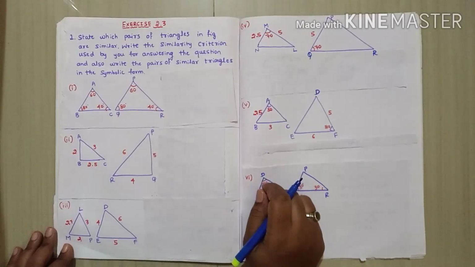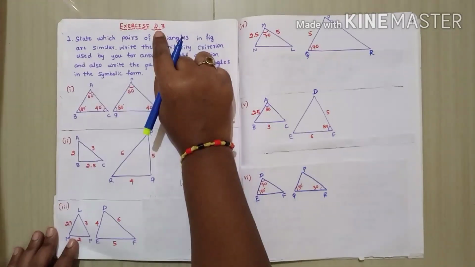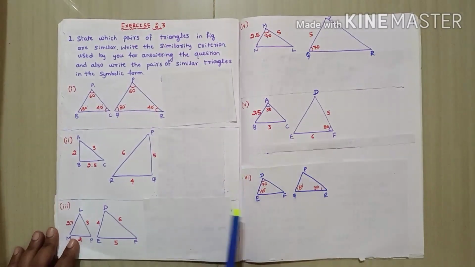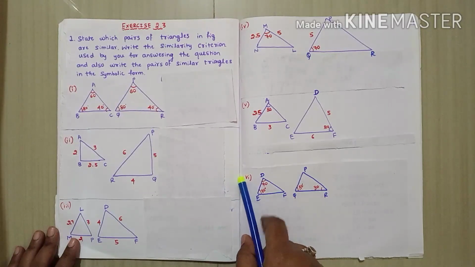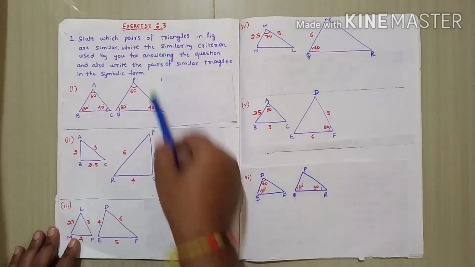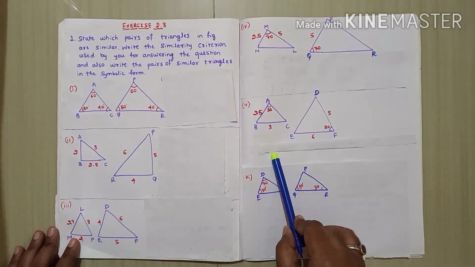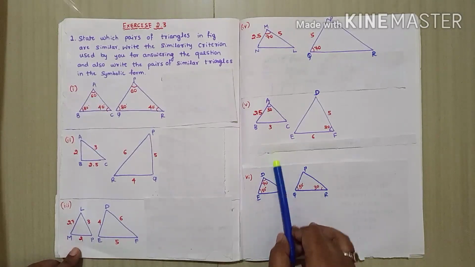Hello children. Today we are going to study exercise 2.3 in the triangle chapter. This exercise is based on the criteria of similar triangles. You already learned three criteria of similar triangles: AAA criteria, SSS criteria and SAS criteria. Based on the criteria, we are going to solve the sums now. In this exercise, you are going to learn 16 sums. Out of 16 sums, in this video we are going to solve some of them.